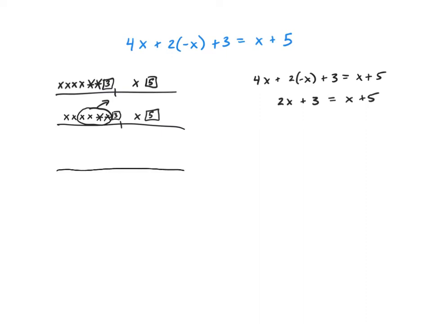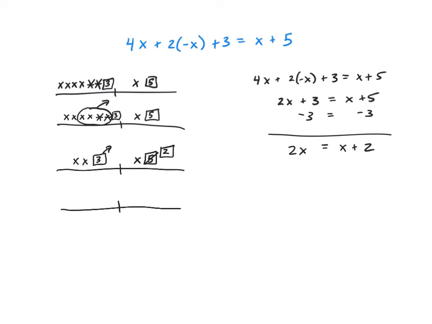My next step after that with the pictorial method would be to take the 3 away from both sides, which would leave me with 2 on the right-hand side. So subtract 3 from both sides. We're left with 2x equals x plus 2, because 5 minus 3 is 2. And the next step I'd do in the pictorial method would be to take an x away from both sides. Do that for the algebra version. We're left with just one x on the left-hand side and a 2 on the right-hand side, so obviously x equals 2.